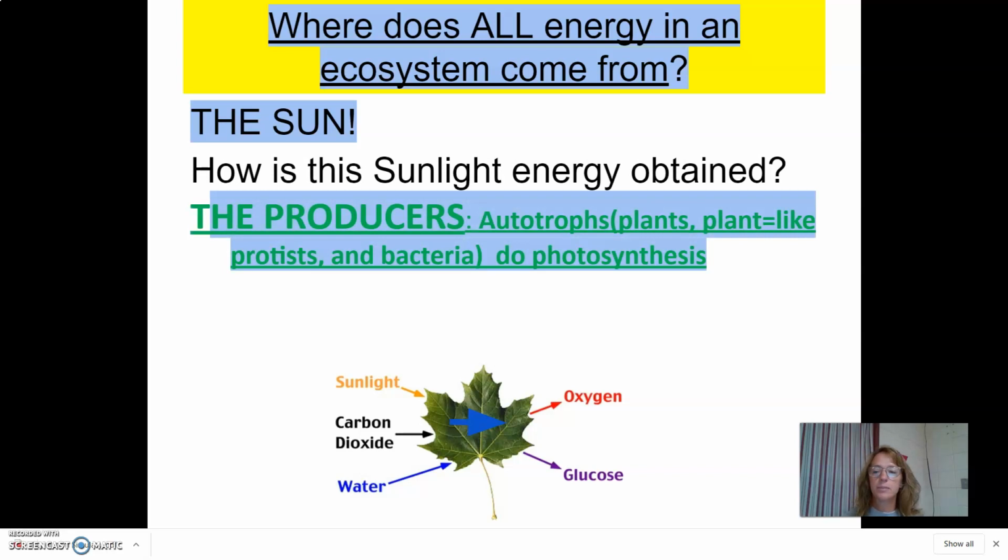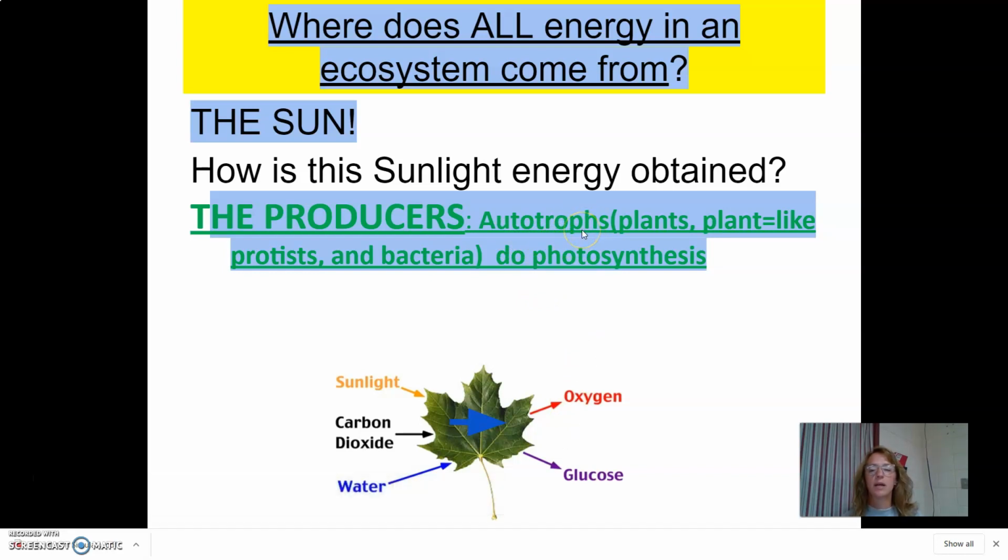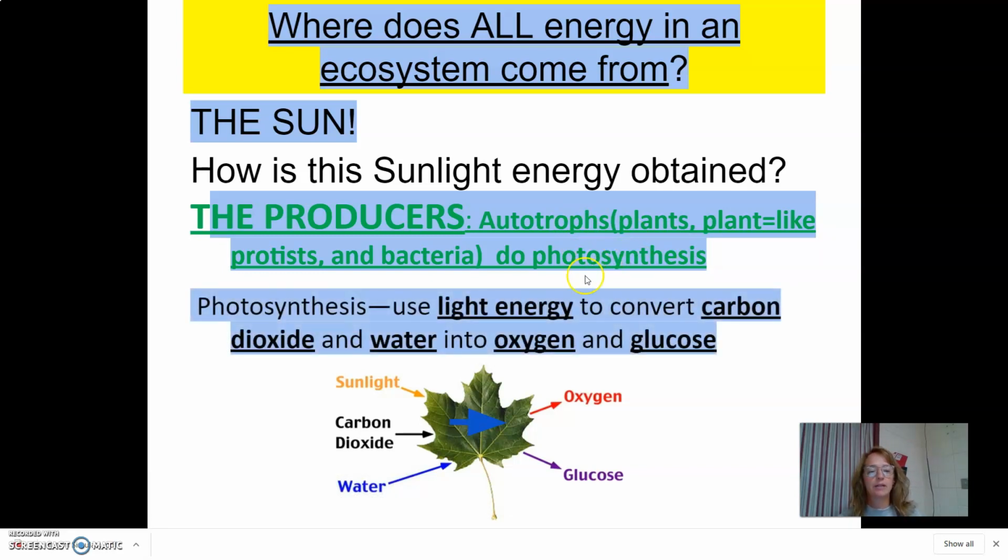We have organisms that we call producers because they produce our food. They are also called autotrophs. Auto means self, troph means to feed. So they are self-feeders. Anything that does photosynthesis, which means it can take light energy and convert carbon dioxide and water into oxygen and glucose, is the food. You need to know everything on this slide.